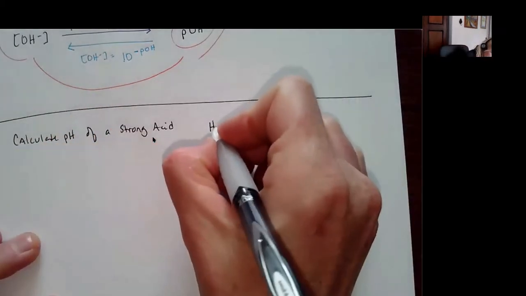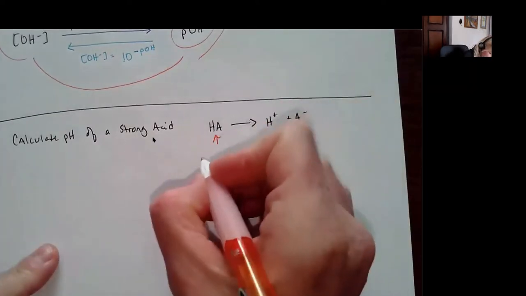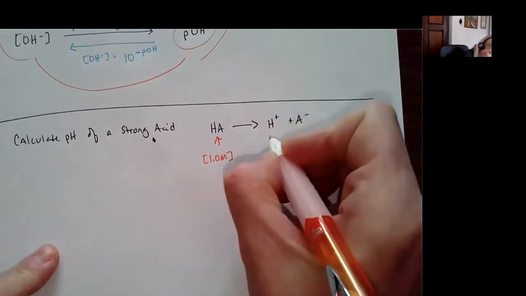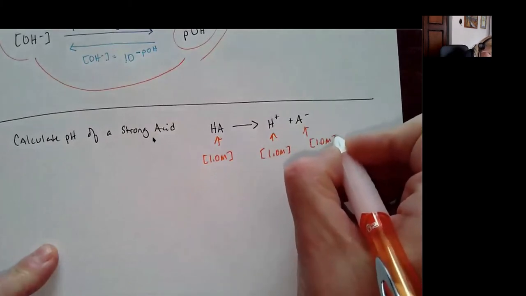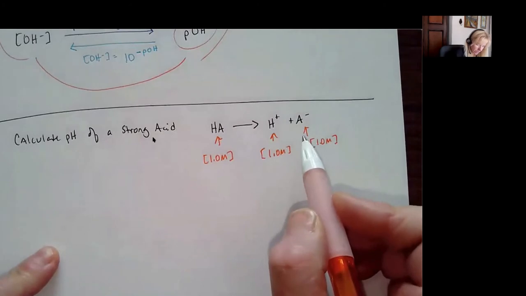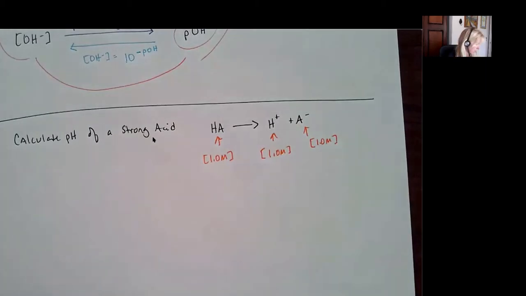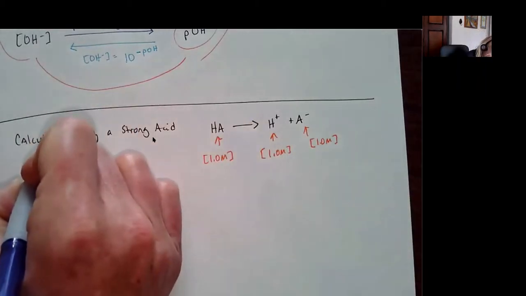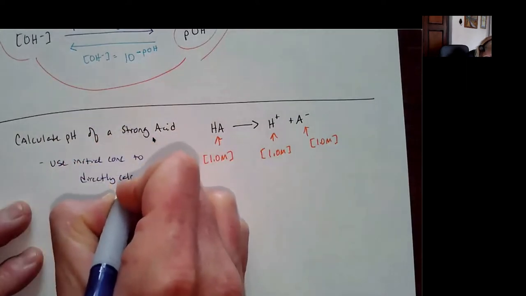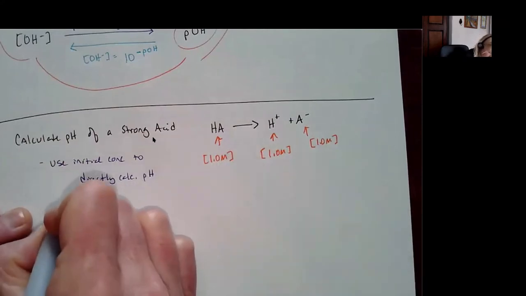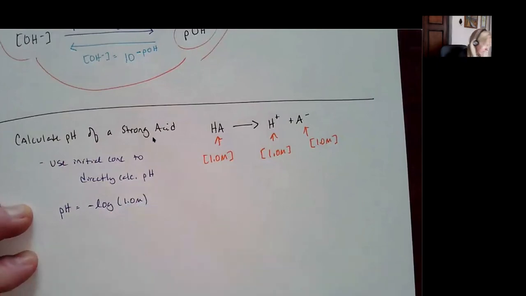Because my strong acid completely disassociates, if I know the initial starting concentration, so let's say this is 1 molar, then I'm going to produce 1 molar of hydrogen ions and 1 molar of anions. So if I have a strong acid, I'm going to take my initial starting concentration of the acid and just take the log of that. So to calculate pH from a strong acid, I can use my initial concentration to directly calculate pH. If this is 1 molar, then my pH is going to be equal to negative log of 1 molar, and that's going to give me my pH.